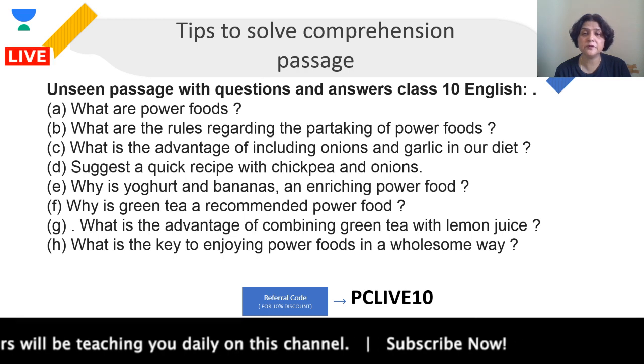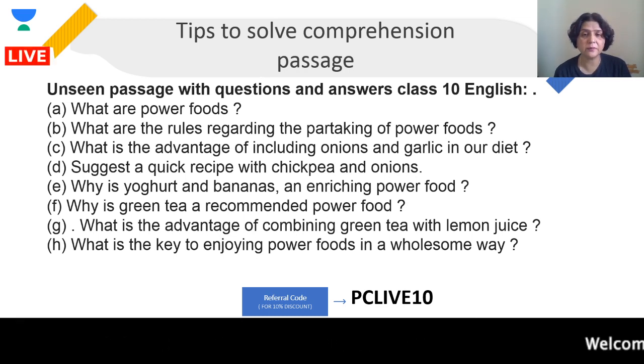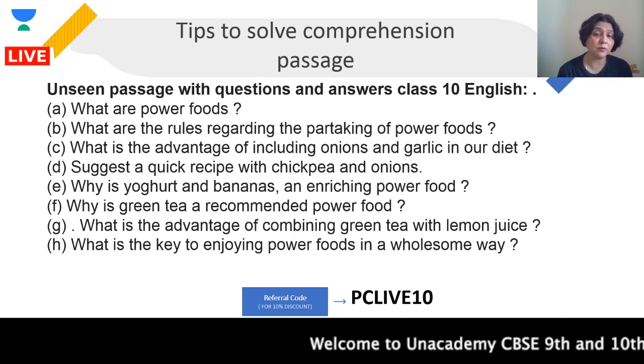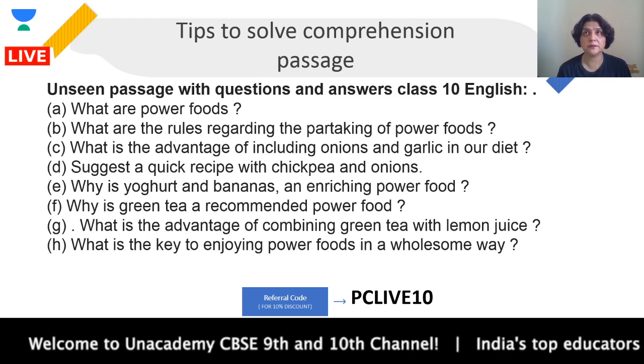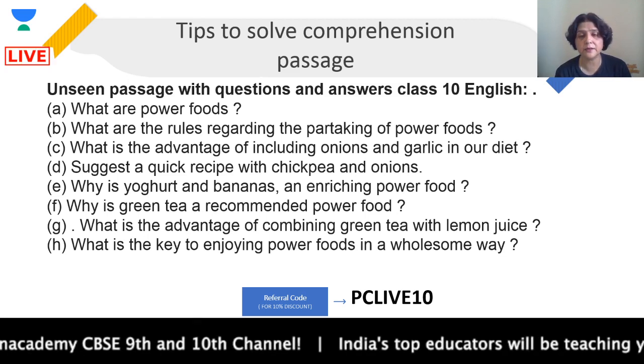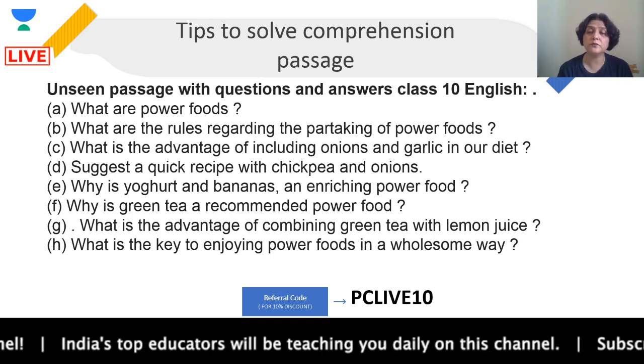Suggest a quick recipe of chickpea and onions. There was a salad which was suggested. What is yogurt and bananas? An enriching power food. Why are they? It has carbohydrates and iron. Why is green tea recommended? Because it has antioxidants. What is the advantage of combining green tea with lemon juice? What is the key to enjoying power foods in a wholesome way?